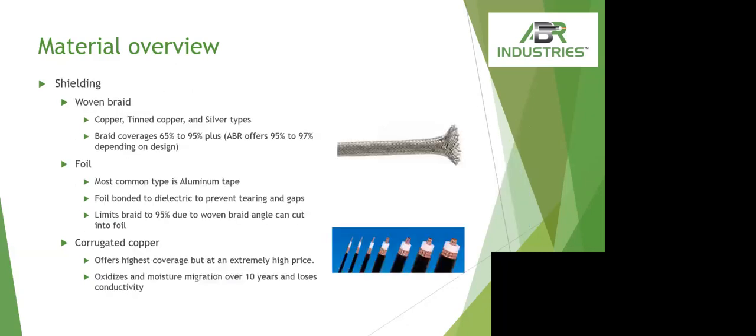The next is the shielding. When we look at the different pieces of the shielding, first is the woven braid. Copper, tinning the copper, and silver are the most popular. Braid coverages in the market can be a little bit misleading because some braid coverages can be as low as 65%. That can be pretty leaky.